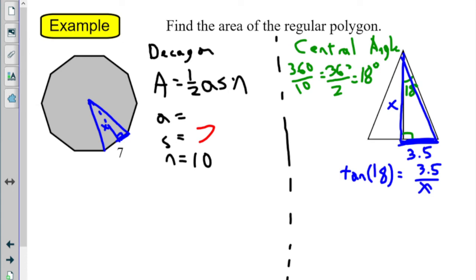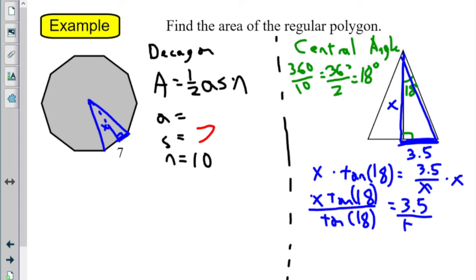So to solve, we're going to get rid of our fraction. We're going to multiply by x on both sides to get rid of our fraction. Equals 3.5. Is x by itself yet? Oh, man. Well, that means we have to divide by our tangent of 18. So we have 3.5 over tangent of 18.